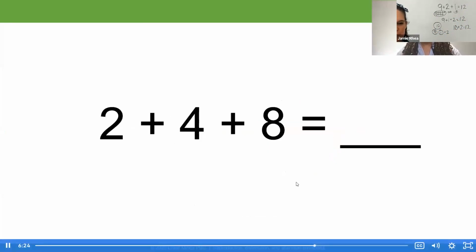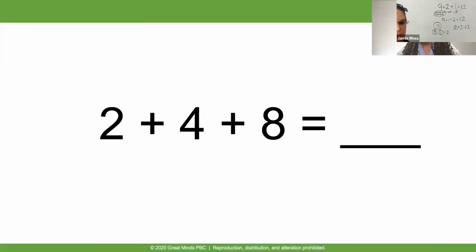Your new number sentence is 2 plus 4 plus 8 equals something. Go ahead, draw to show the three amounts. Press pause if you need time to complete your work. Okay, I'm going to pause. Here's our new number sentence, 2 plus 4 plus 8. Let's draw that out.